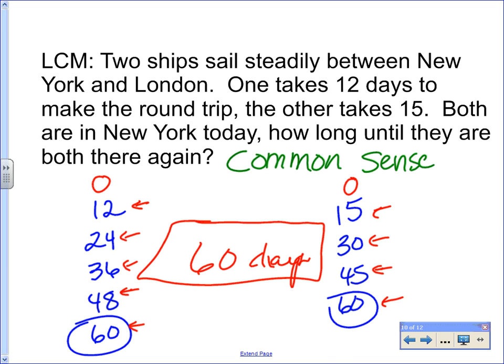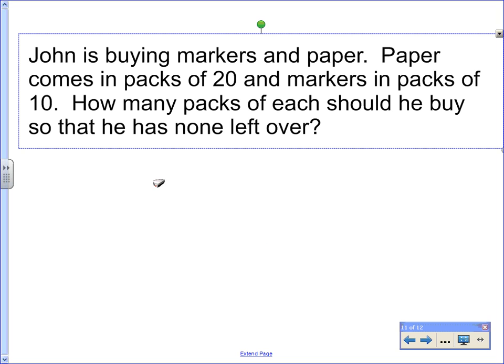Now, when you have that information, you can realize that those ships are going to be both in New York every single 60 days. They're both going to be there every time 60 days comes, because this is a pattern that they keep on repeating. Okay? This question, another LCM question.